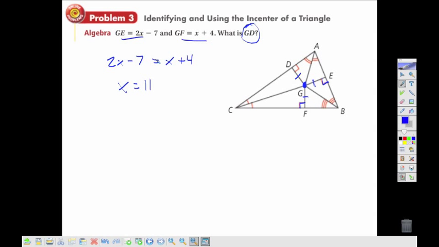GD would be the same as either one of these, so if I find, say, GE equals 2 times 11 minus 7, that would give me 22 minus 7, or 15, then all of these are going to be 15, including what we were asked for, GD.